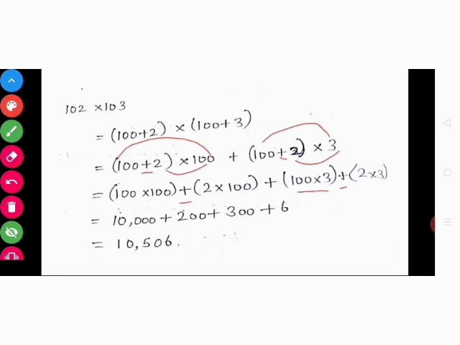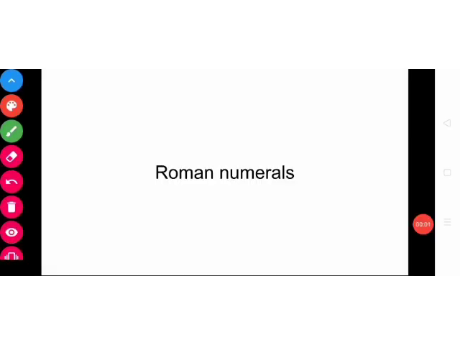Now, do the multiplication. 100 into 100 is 10,000. 2 into 100 is 200. 100 into 3 is 300. Then 2 into 3 is 6. You want to add. Your answer is 10,506. And then the next topic is Roman numerals.